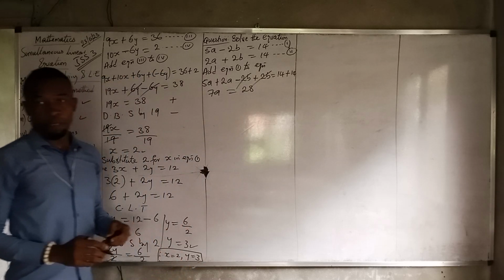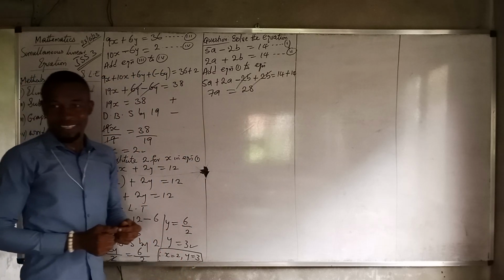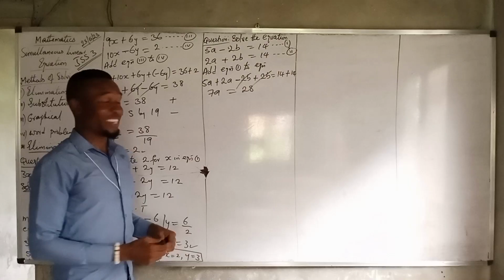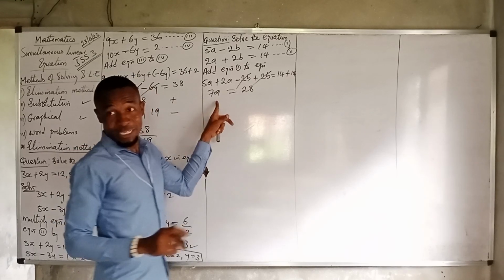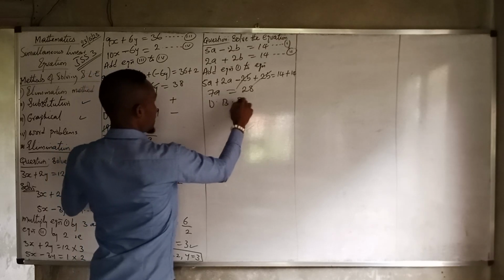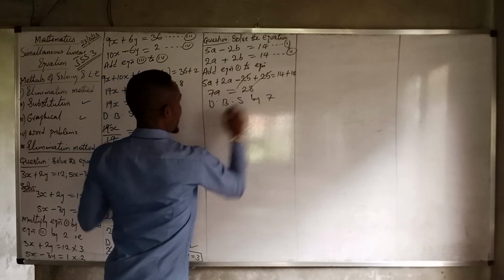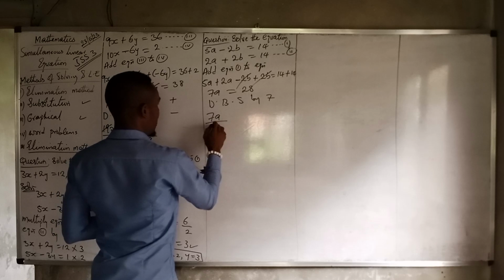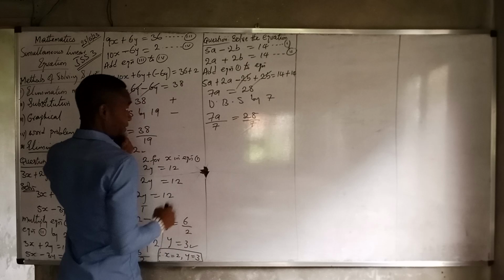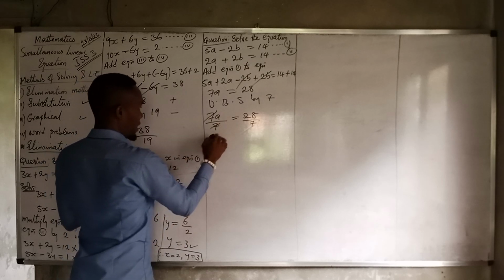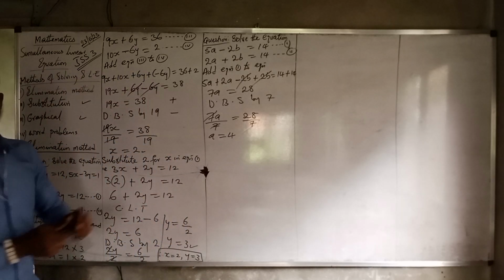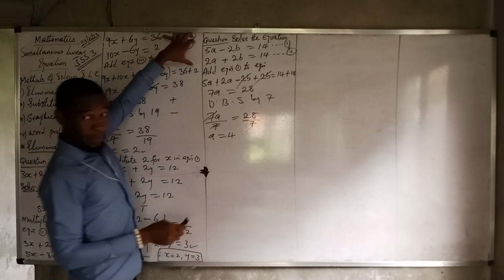28. What is 14 plus 14? 28, that is right. So what should I do here? Divide both sides by 7. So 7a all over 7 equals 28 all over 7. 7 cancels 7, and 28 divided by 7 is 4. So a equals 4. Remember that I eliminated b to get a.